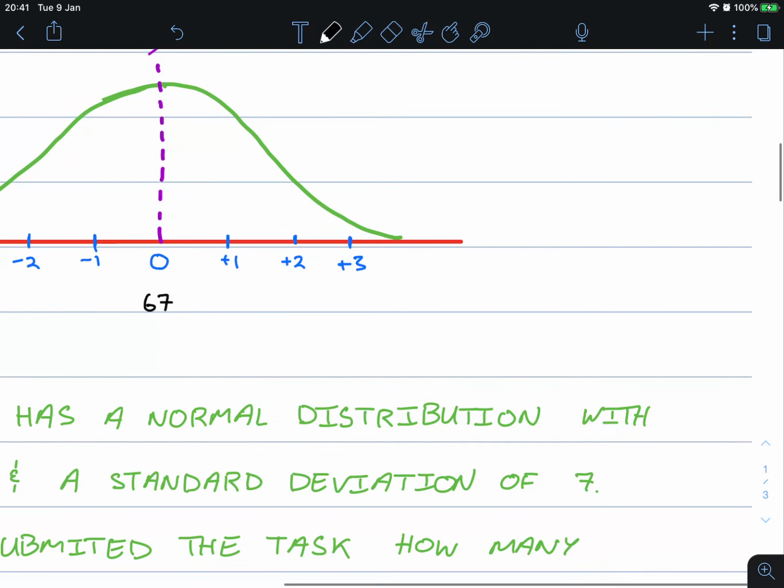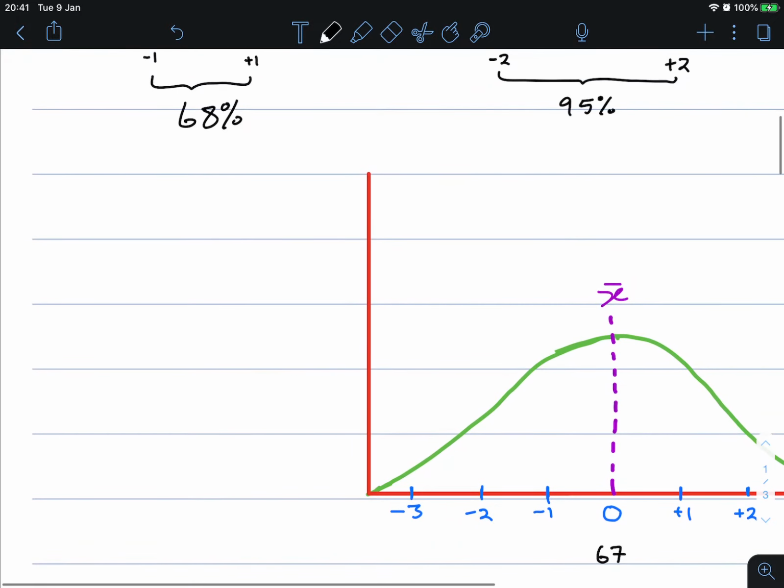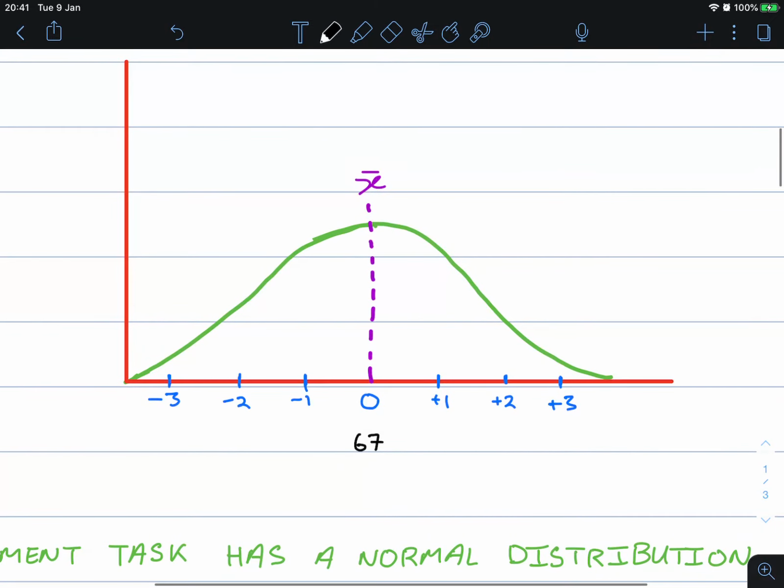And the standard deviation is 7. So let's write that in. So sigma x, or it could be s of x, one or the other, is going to be 7. So what we need to do first is figure out what these values are for being above and below the mean. So let's do this very quickly.